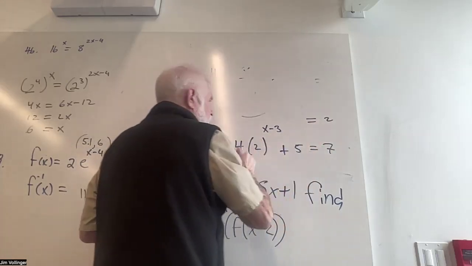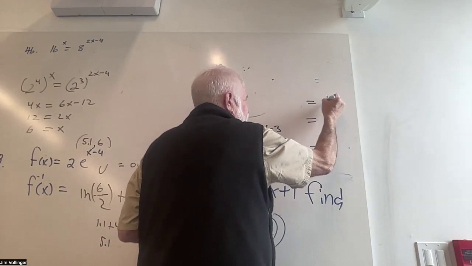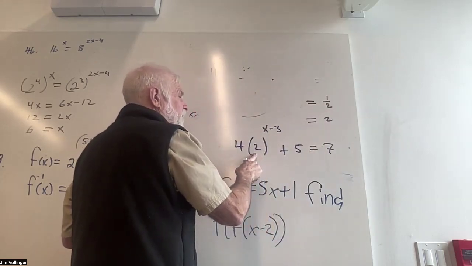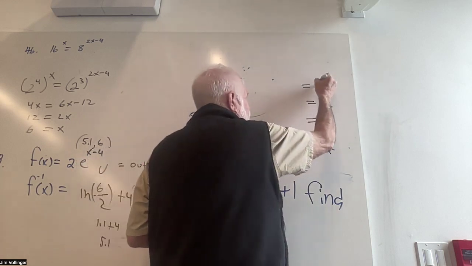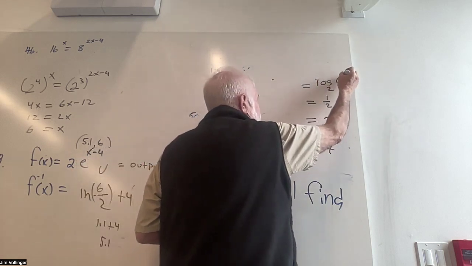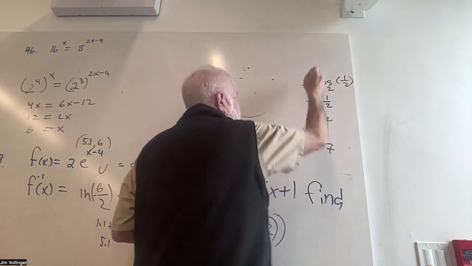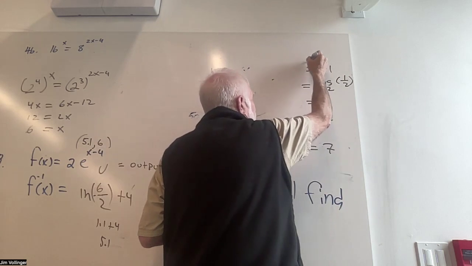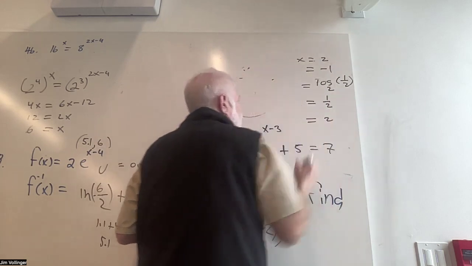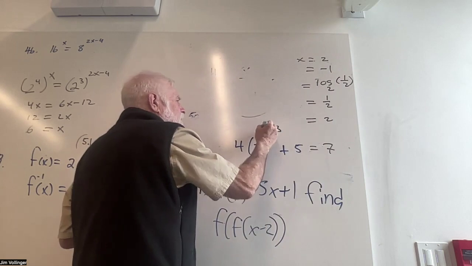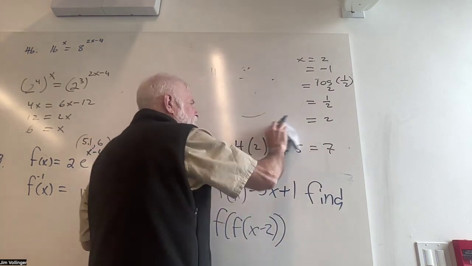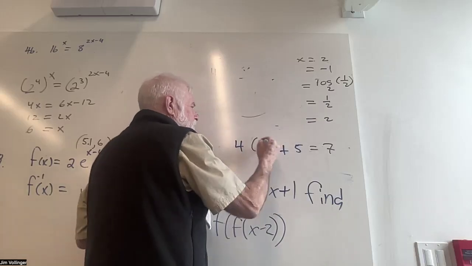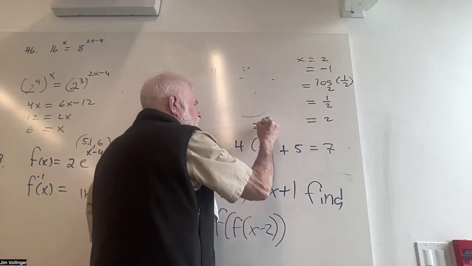That's 2. I'm going to divide by 4. That's a half. I'm going to do the inverse of exponentiating base 2, which is logging base 2. And I know from our first day of class that that's equal to negative 1. And then I'm going to add 3. And I think I get x equals 2. And I'm going to check it to see if it works. 2 minus 3, negative 1. 2 to the negative 1, a half. A half of 4 is 2 plus 5 equals 7.